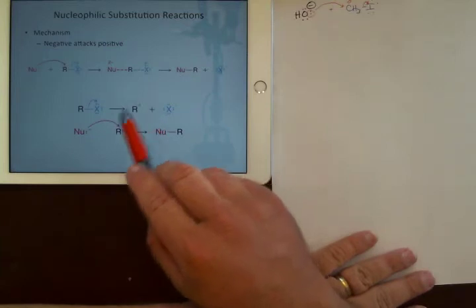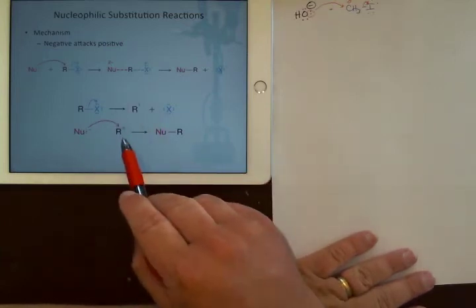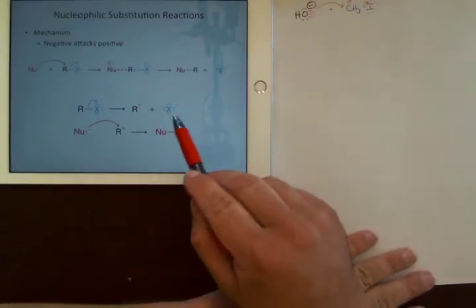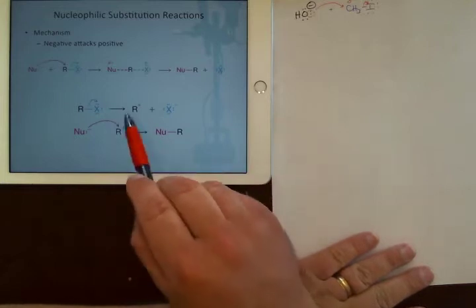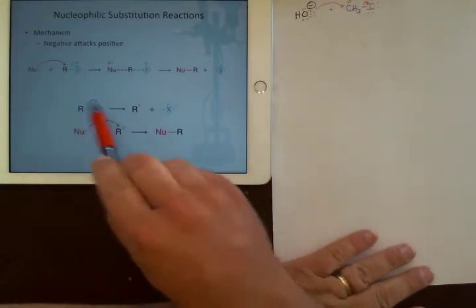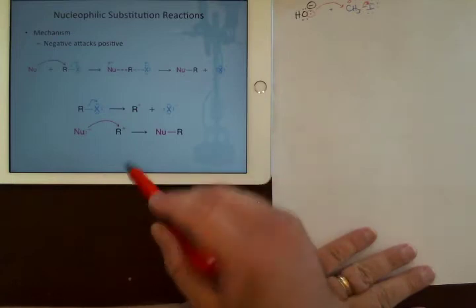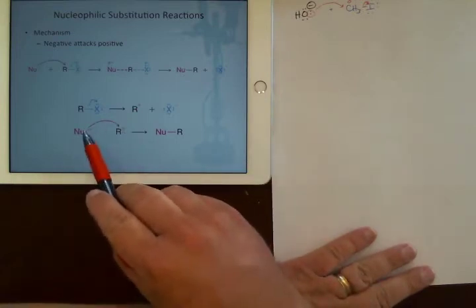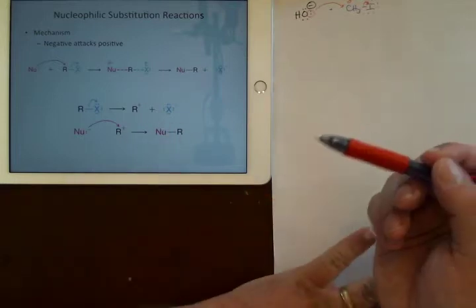generate the carbocation here. It's typically a carbocation, right? And then the nucleophile can come in and attack. Okay, you could say, well, why couldn't this negative charge come back and attack? Well, I'm sure it does, but the product would just be the original starting material, so you wouldn't notice it. It's only when the nucleophile itself comes in and attacks that you actually make the new product.